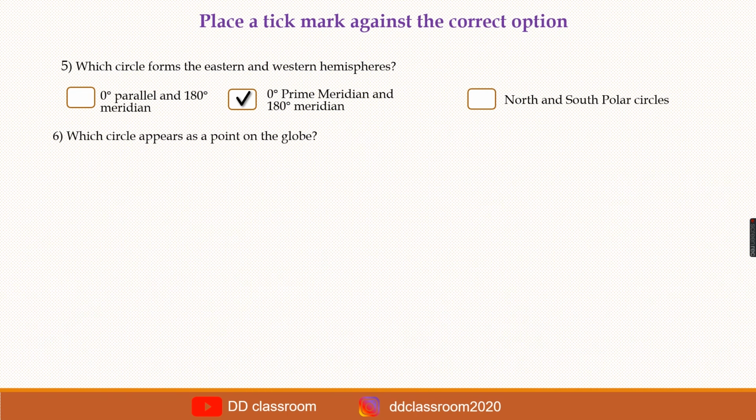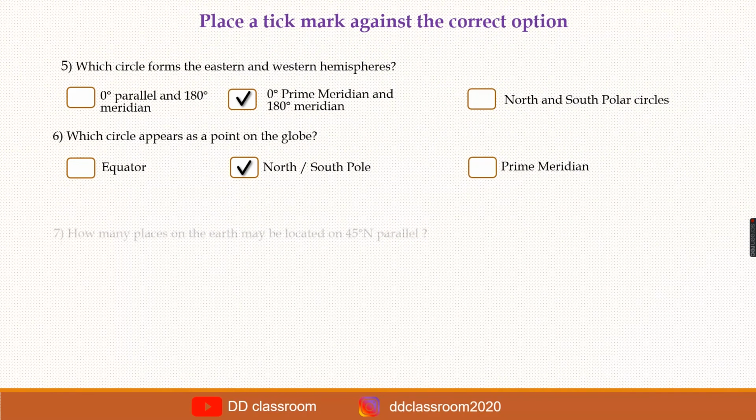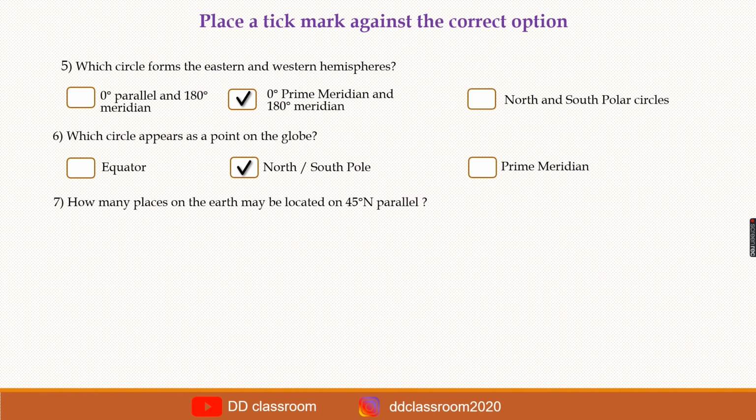Question number 6. Which circle appears as a point on the globe? Options are equator, north-south pole, prime meridian, and the correct answer is north-south pole. Question number 7. How many places on the earth may be located on the 45 degree north parallel? Options are 1, many, 2. The correct answer is many.